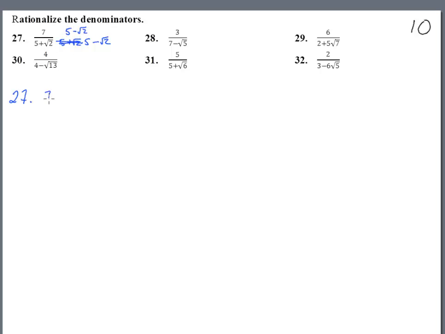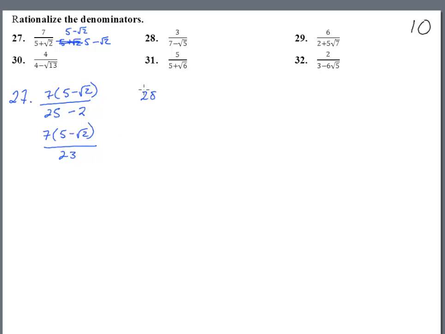So we get 7 times 5 minus the square root of 2 all over 5 times 5 is 25, plus 5 square roots of 2 minus 5 square roots of 2. The middle terms go away. That's what's so cool about the conjugate. And minus square root of 2 times square root of 2 is 2. That gives us 7 times 5 minus the square root of 2, or we could distribute that in and say 35 minus 7 square roots of 2 over 23.